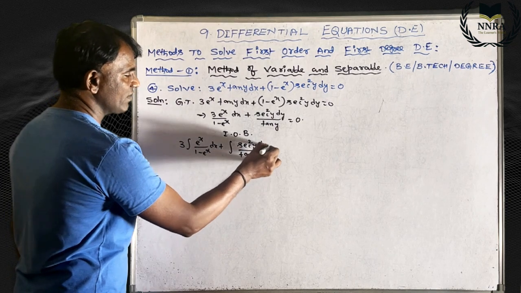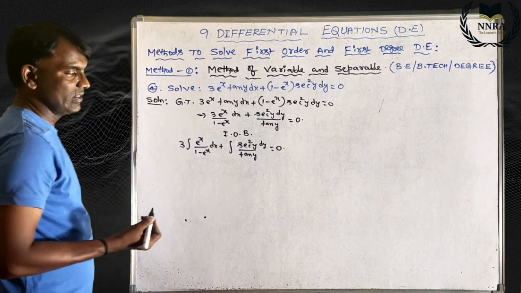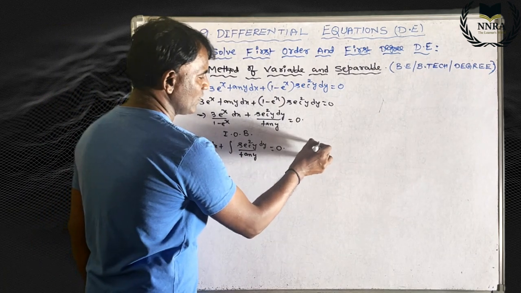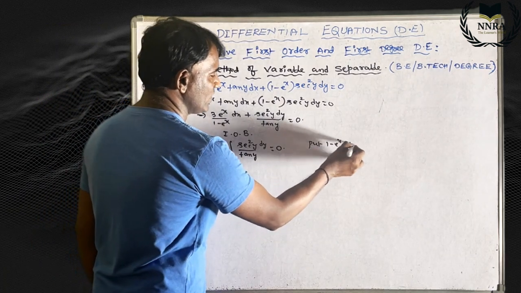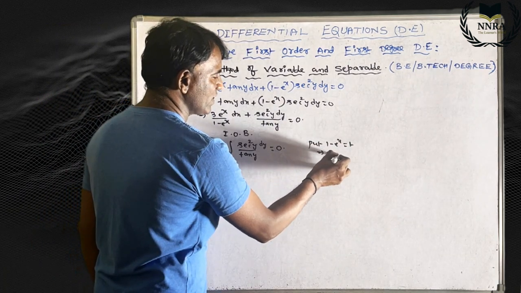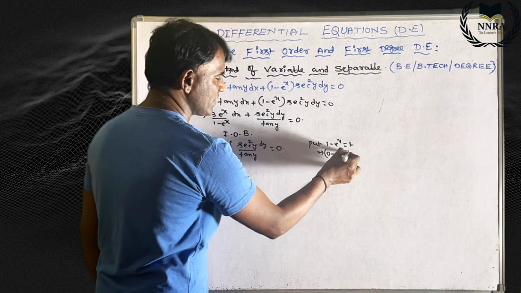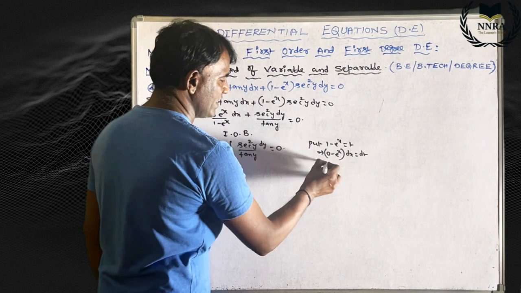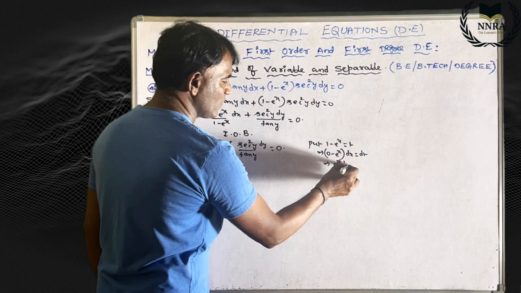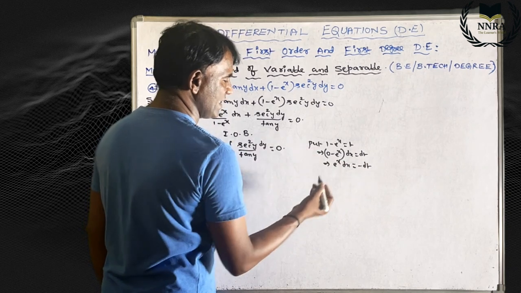Tan y equal to 0. Now substitution method. 1 minus e power x equal to t. Derivative of 1 is 0, derivative of e power x, then dx equal to dt. So from this we get e power x dx equal to minus dt.